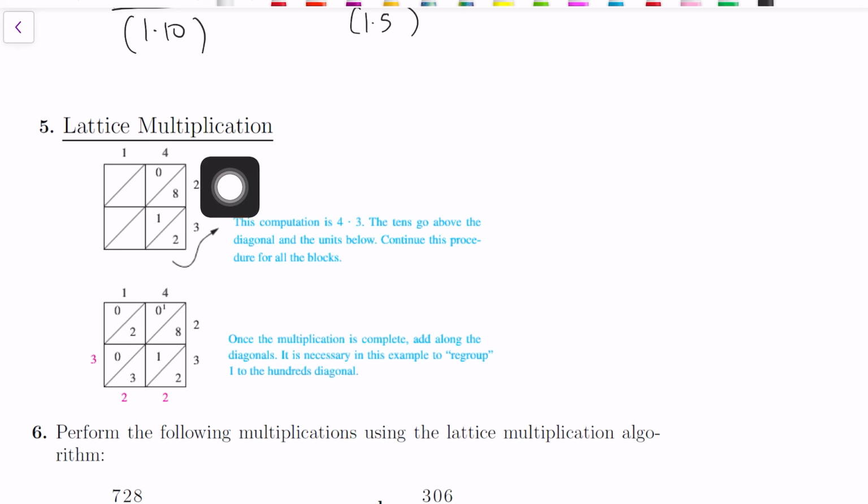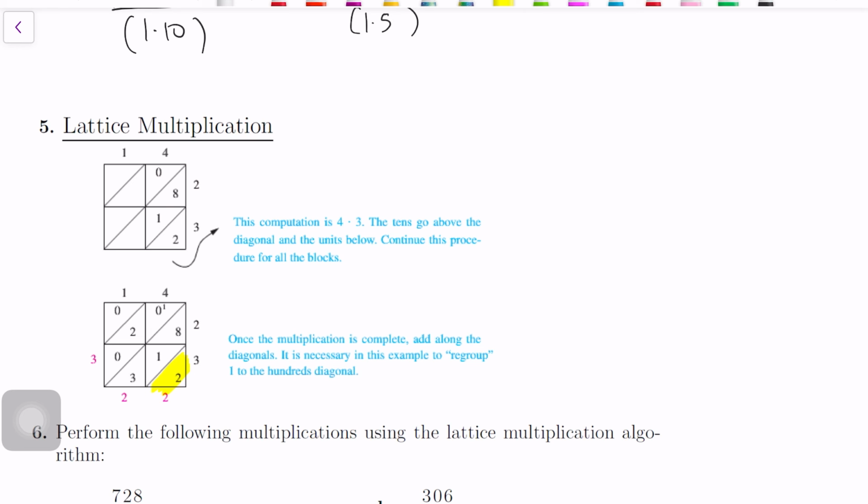And then you multiply, okay, 4 times 2 is 8, so 0, 8. 0 longs, 8 units. 2 times 1, that's 2, right? So that becomes 0, 2. So you treat them as just digits, right? 3 times 4 is 12, 1, 2. And 3 times 1 is 3, so 0, 3. And then you count diagonally, sum them up, that's 2.